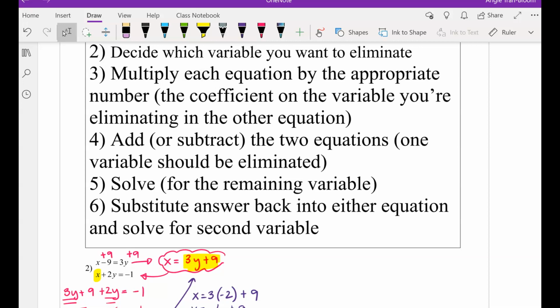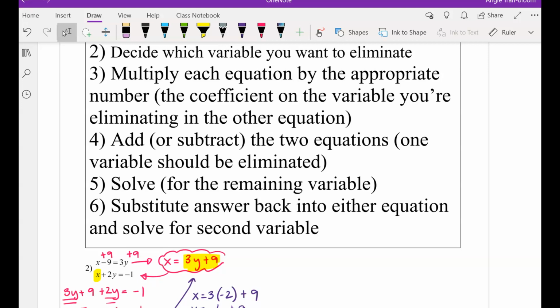Step number 3, Alyssa W., help me with 3, please. Multiply each equation by the appropriate number, the coefficient on the variable in the other. Okay. So to eliminate, guys, the coefficients have to be exactly the same and the signs have to be opposite. So that's why it says multiply it appropriately.